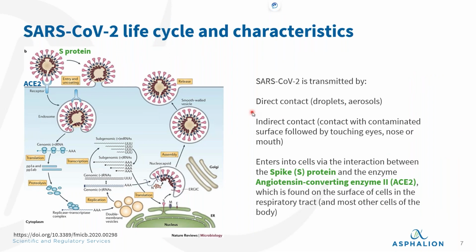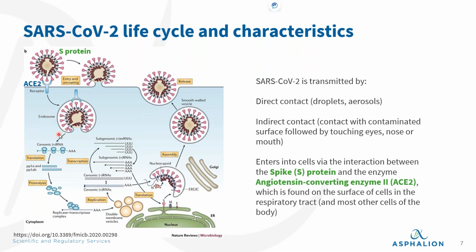So I just wanted to explain as well a little bit about the SARS-CoV-2 life cycle and its characteristics. SARS-CoV-2 is transmitted, as you probably all know by now, by direct contact through droplets or aerosols, and also by indirect contact, for example contact with a contaminated surface following touching the eyes, nose, or mouth. Once it gets into the body, the virus enters cells by attaching to this receptor, angiotensin converting enzyme 2, which is found on the surface of cells in the respiratory tract, but it's also found on most other cells of the body. So this may explain some of the non-respiratory symptoms which are associated with COVID-19. And the virus, just to emphasize, enters the cell via the spike protein.